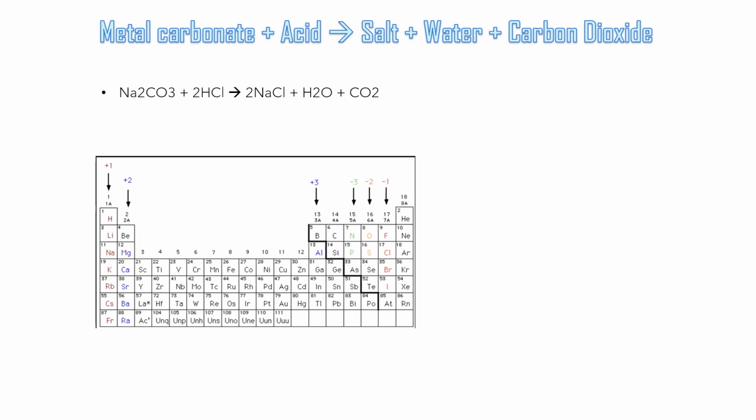The fourth one, metal carbonate plus an acid will give you salt plus water plus carbon dioxide. Here is an example, Na2CO3 plus 2HCl into 2NaCl plus H2O plus CO2. So the trick in this, you have to identify the metal carbonate. If you identify the metal carbonate, you will know that you always have H2O and CO2 as products. So you take out everything, and what you're left with is the salt.